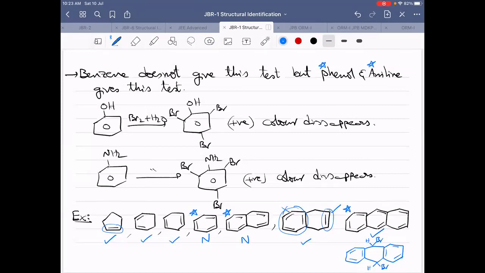Which one, Akshay? Last one. Last one is anthracene. In anthracene, the middle ring's aromatic character will be comparatively lesser. So that weakness will be encashed by bromine water. Okay, so that it will give the product.